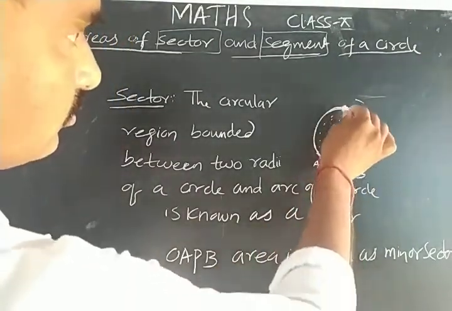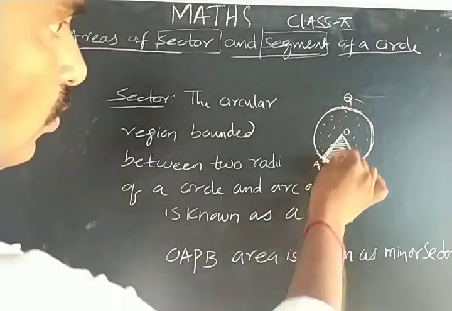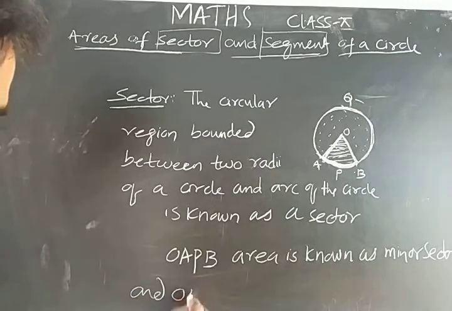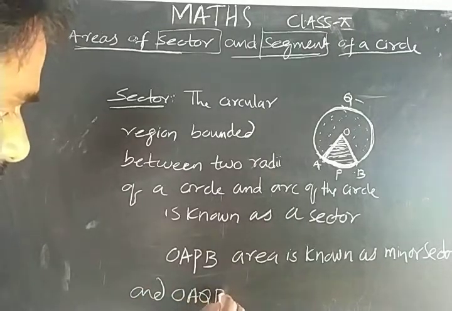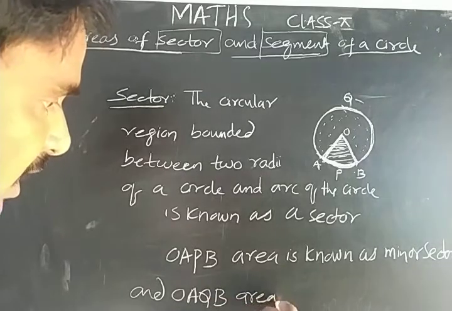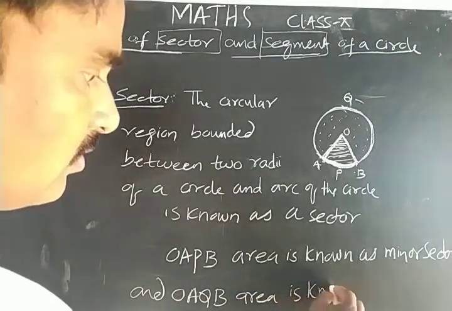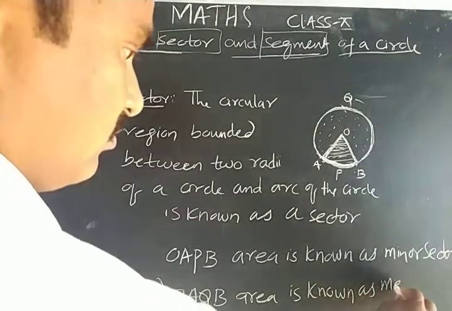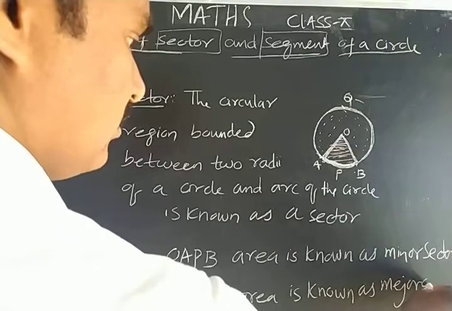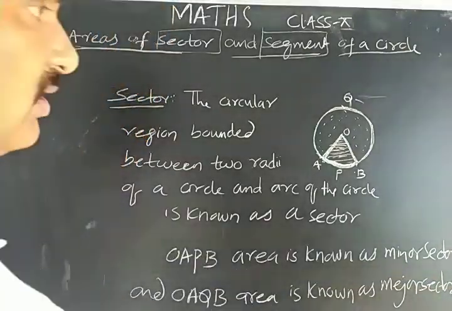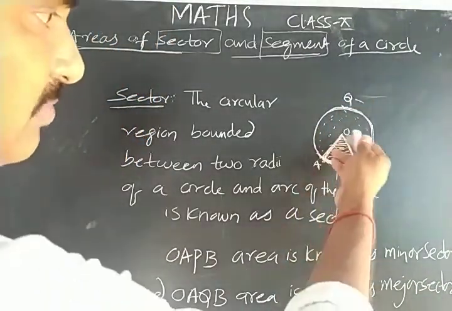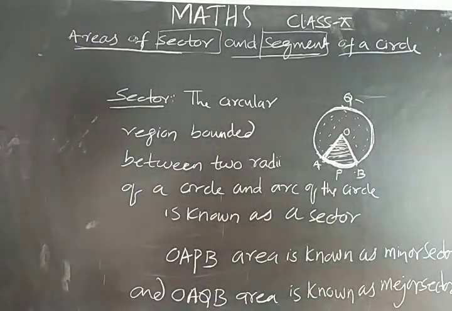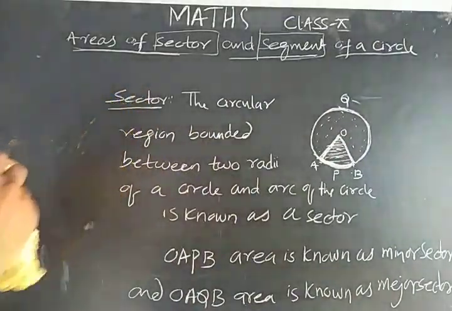And suppose I am taking Q here, OAQB. OAQB area is known as major sector. This bigger area is known as major sector and this smaller area is known as minor sector. This is sector definition and this is the figure.